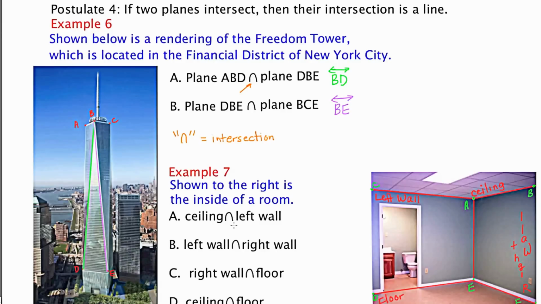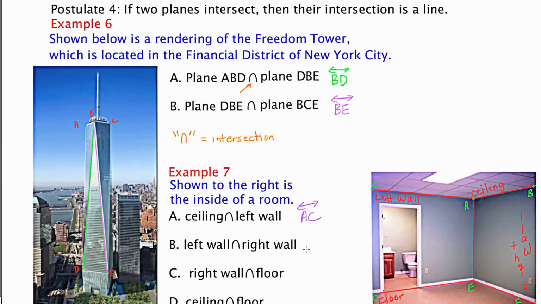Now when 2 planes meet, they meet at a line. So look at the ceiling, look at the left wall, and see if you can write down the line before I do. I don't know why that symbol is going up on an angle like that, but I'll work on it for the next one.